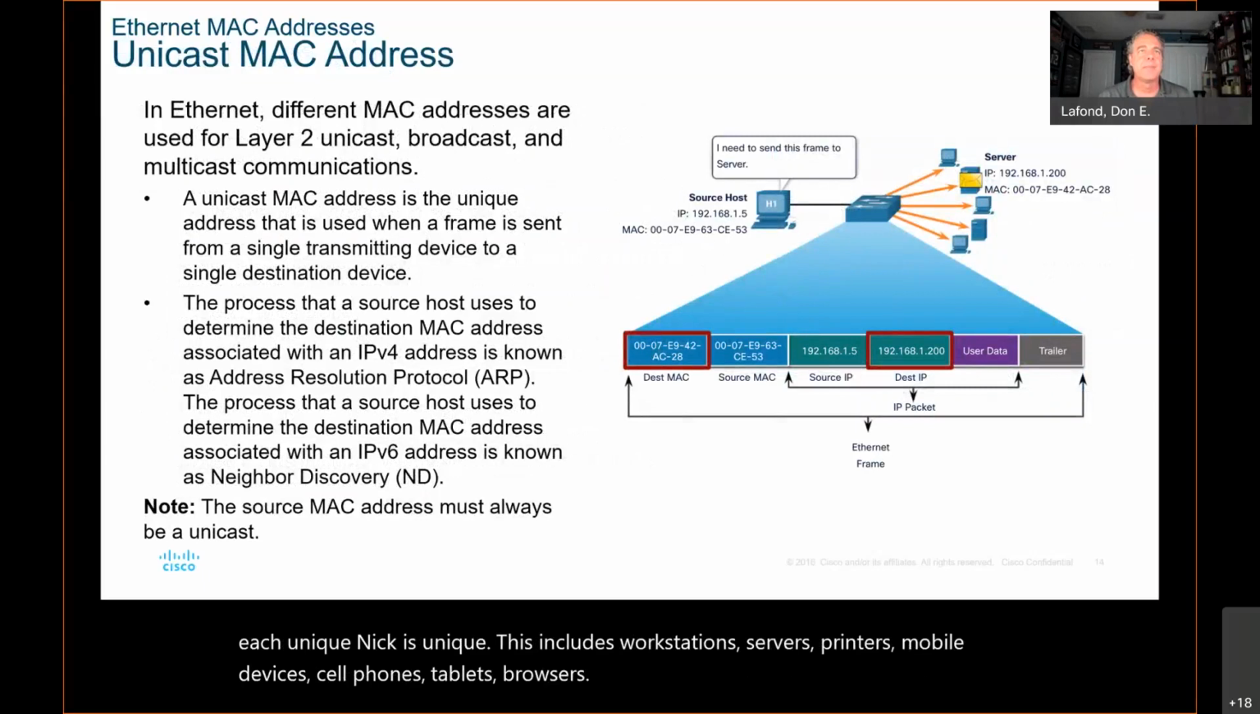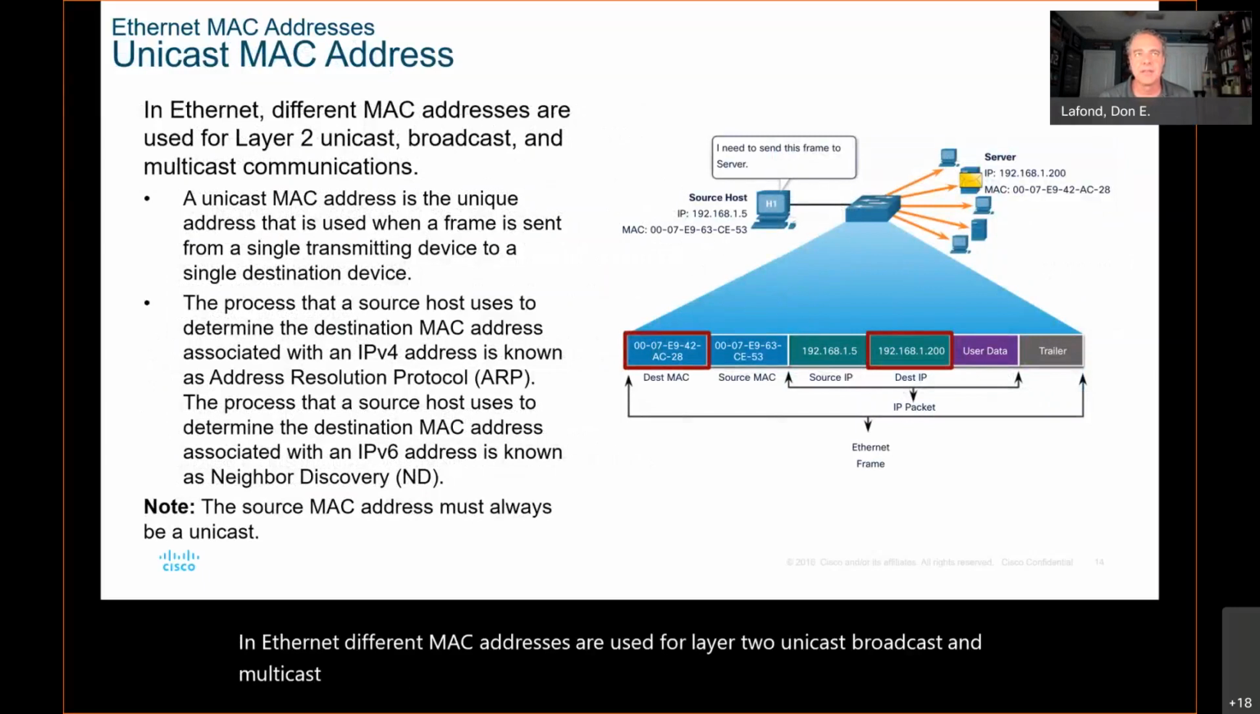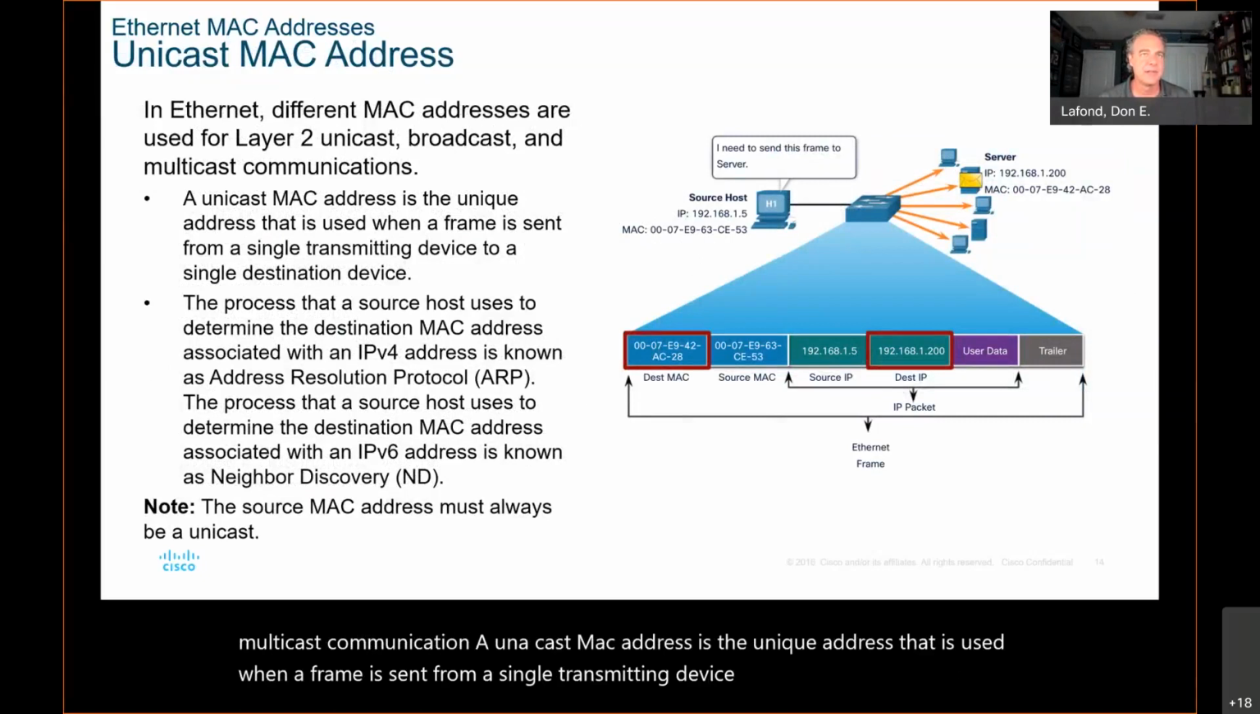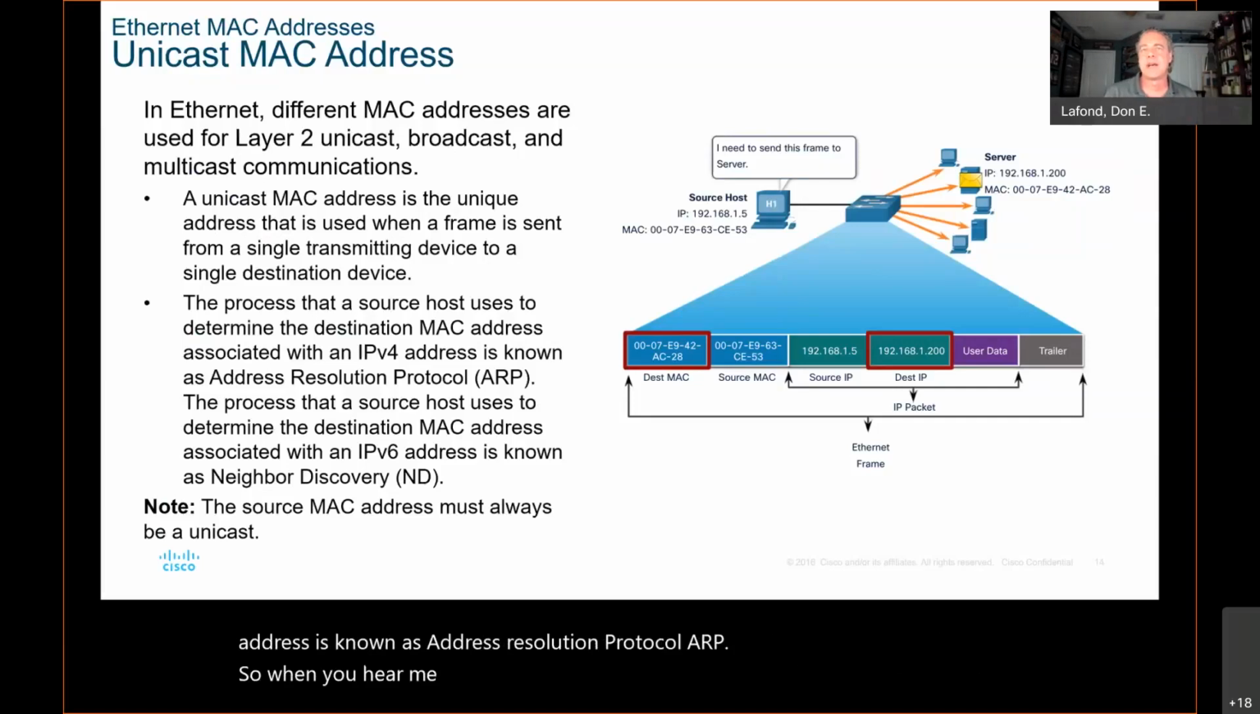In Ethernet, different MAC addresses are used for layer 2 unicast, broadcast, and multicast communication. A unicast MAC address is the unique address that is used when a frame is sent from a single transmitting device to a single destination device. The process that a source host uses to determine the MAC address with an IPv4 address is known as Address Resolution Protocol, ARP. So when you hear me saying that a switch sends out an ARP request to determine a MAC address, that's what we're talking about.